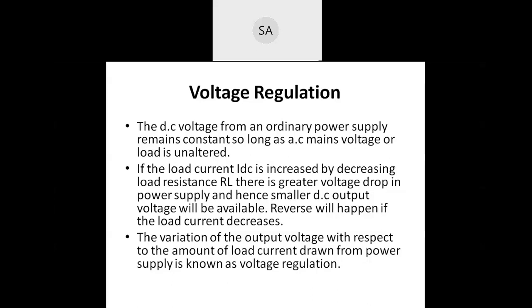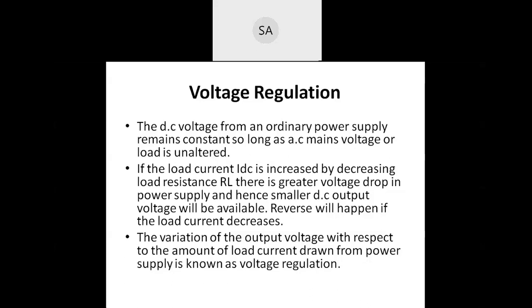If the load current IDC is increased by decreasing the load resistance RL, there is a greater voltage drop in the power supply, and hence a smaller DC output voltage will be available. The reverse will happen if the load current decreases. Here the load current is increasing and the load resistance is decreasing. By Ohm's law, we know that V is equal to IR.